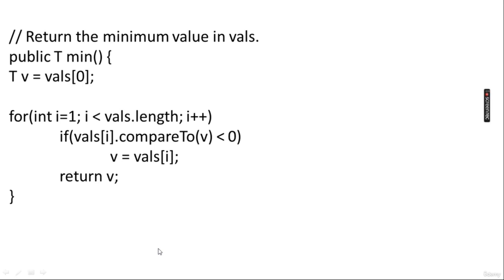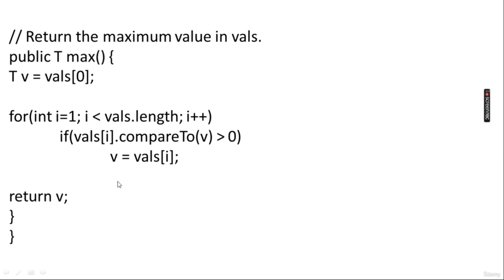Return the minimum value in values: public T minimum. So values[0] will be your value v of type T, and this will be returned as T. For this purpose, the starting value is values[0]. Then we will iterate over the complete array, from 1 to values.length. If any particular value is less than this value, then v will be replaced by values[i], and then return v. So that will be my minimum value.